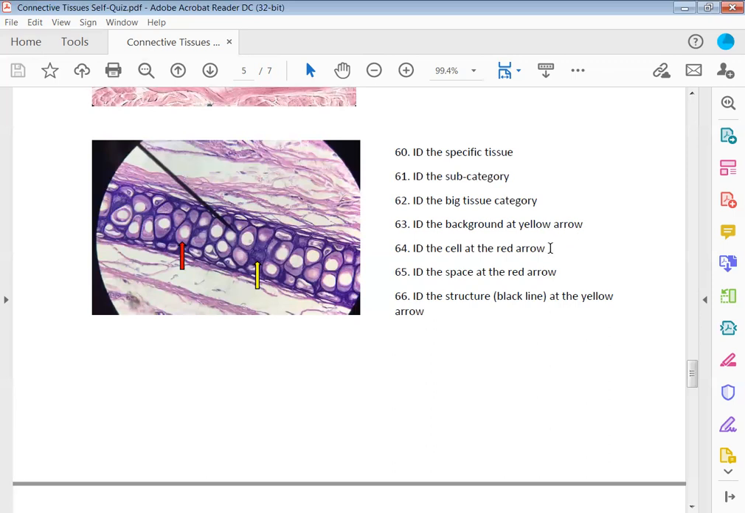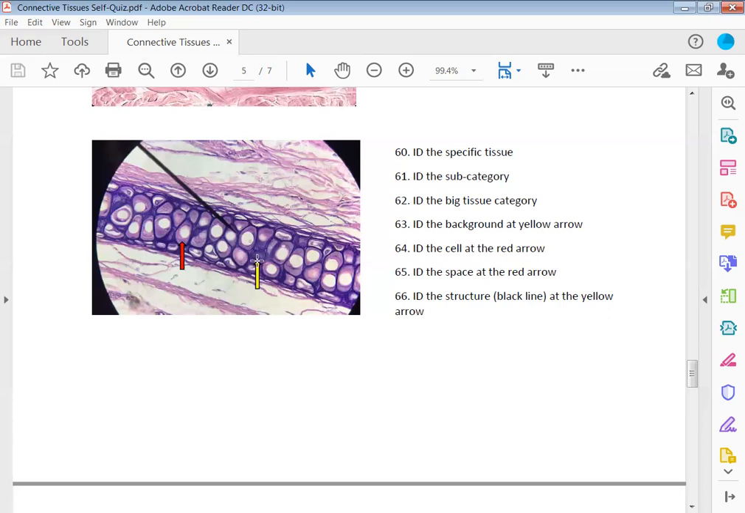Number 64 says identify the cell at the red arrow. That is going to be a chondrocyte because this is cartilage. So the cells inside there are chondrocytes. Number 65, identify the space at the red arrow. The space is the lacunae. Remember, the chondrocyte here in the middle is going to sit inside this little air pocket or air bubble called the lacunae. Number 66, identify the structure, the black lines, at the yellow arrow.